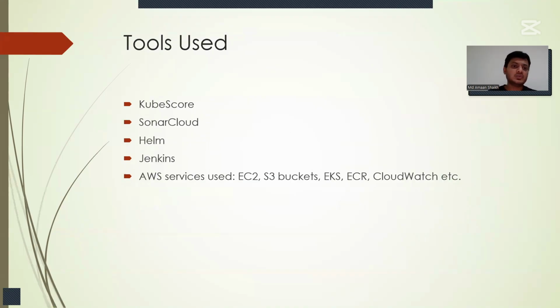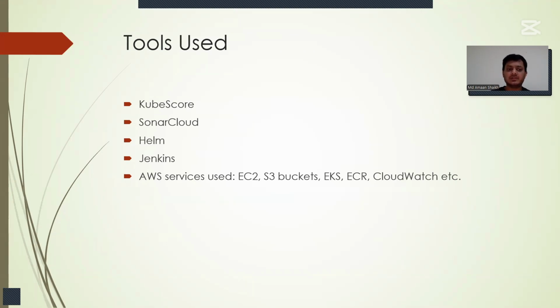Now let's have a look at the tools used to implement this study. The tools used were kubescore, Sonar Cloud, Helm, Jenkins, and AWS services: EC2, S3 bucket, EKS, ECR, and CloudWatch, etc. Kubescore was used to validate the Helm chart and to check for vulnerabilities and security-related issues in the Helm chart. Sonar Cloud was used to check for static vulnerabilities and bug fixes in the static code that was implemented in Django.